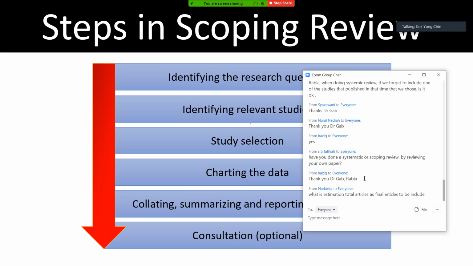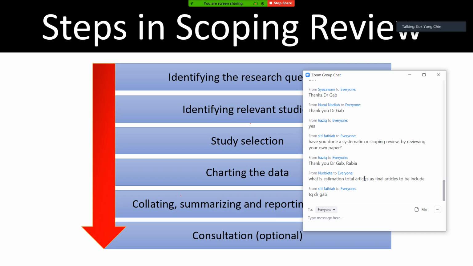So Roberta asks, what's the estimated total number of articles to be included as final articles? That depends on the field, how widely and extensively it is being studied. I cannot tell you how many articles will make a good systematic review or scoping review. I have seen a systematic review with 3 studies get published. But sometimes I've seen people being rejected because the study field is not mature yet. They only included 3 studies.